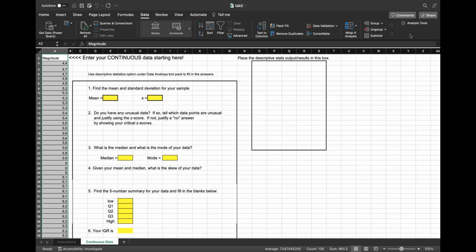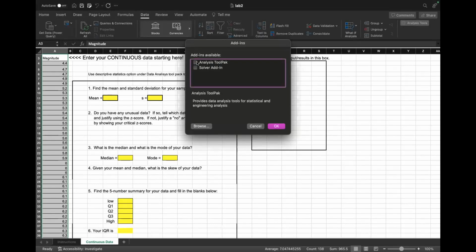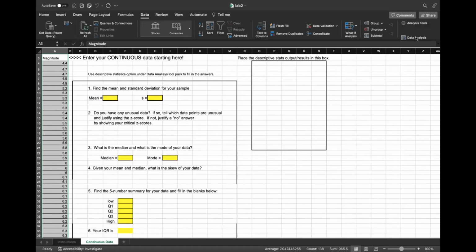There's nothing underneath of it. I need to have a different analysis tool added on here. So I'm going to click on Tools, and then I want the Analysis ToolPak. I don't need anything else. Just click on the Analysis ToolPak, click OK, and then Data Analysis shows up underneath of it. So that's how to get this tool on this particular computer.